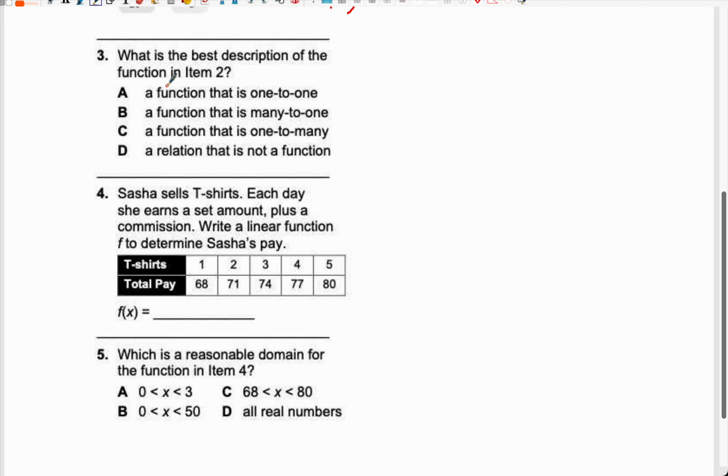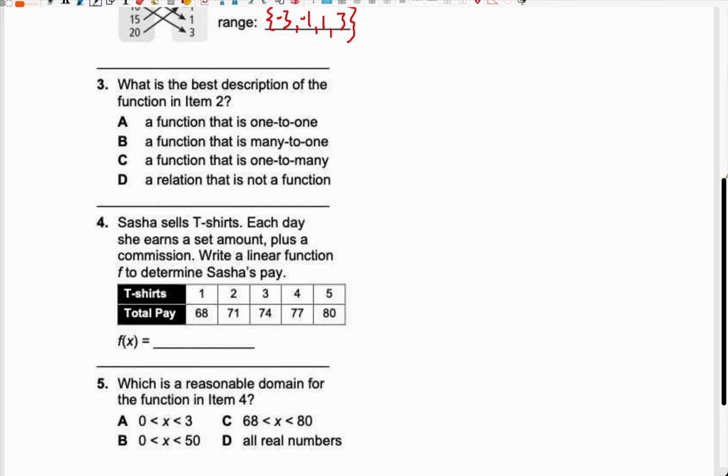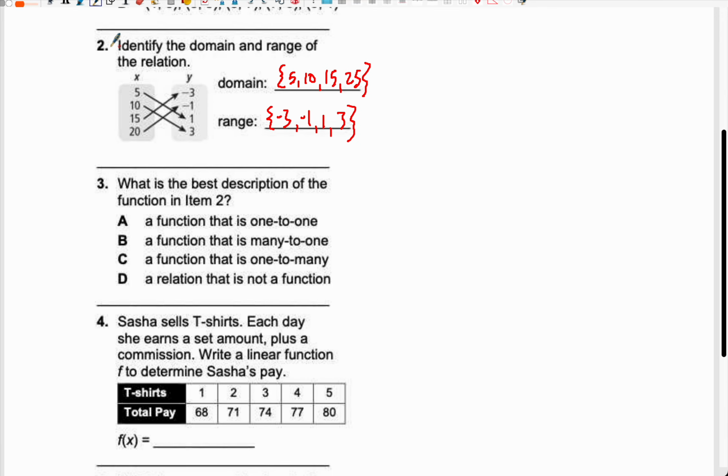What is the best description of the function in item 2? Whoops, item 2. Got to look back at that one. So, is it a function? Yes, because each of the x values only has one arrow, so it is a function. Well, so it can't be D. And every arrow is only pointing at one thing. So it comes from one thing and it goes to one thing. So that means it is a function that is one-to-one.